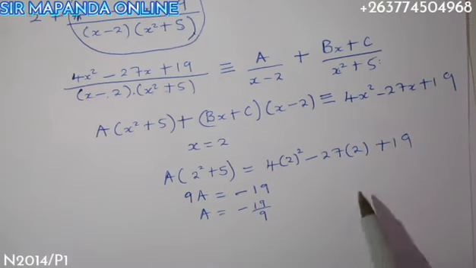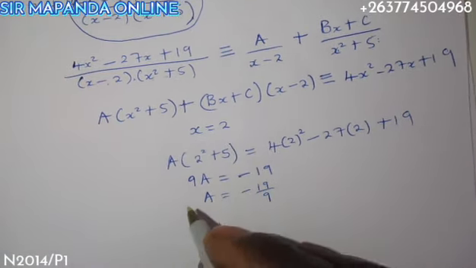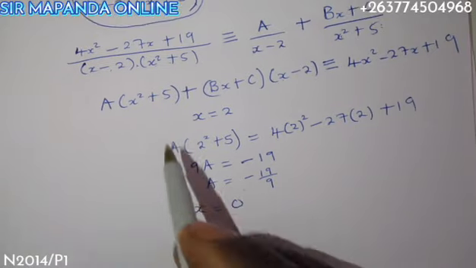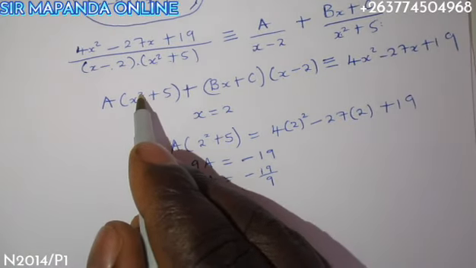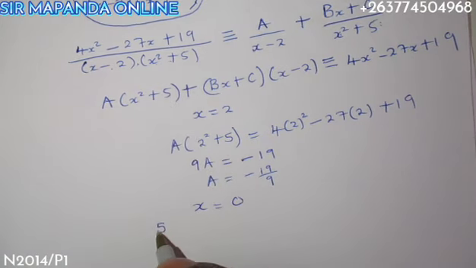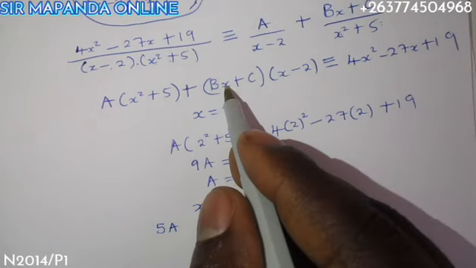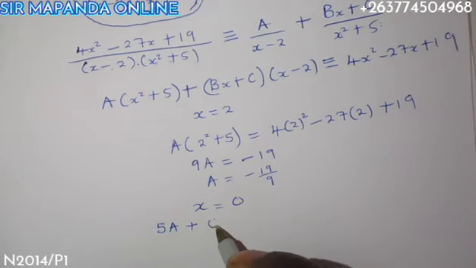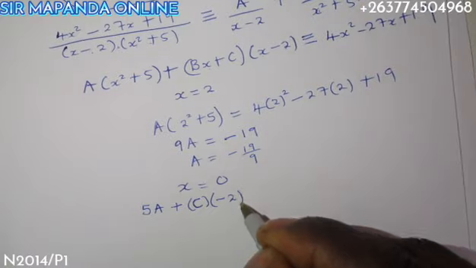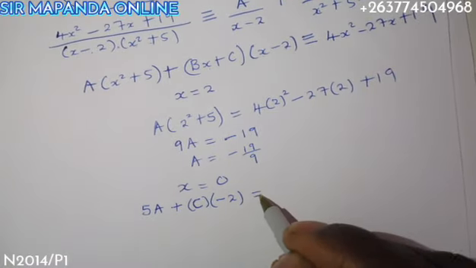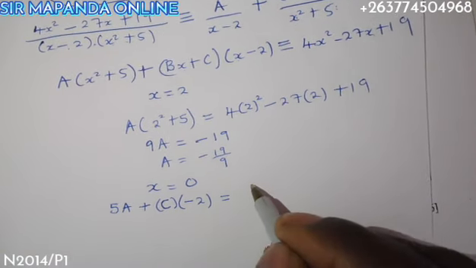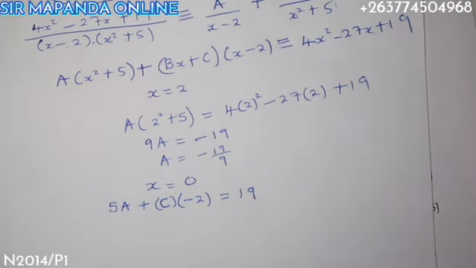Then after that, you want to find c. You can say let x be equal to 0. So if you put 0 on x squared, you are going to be left with 0 plus 5, which is 5a in that bracket. Then b disappears. You'll be left with c in the first bracket, and in the second bracket you'll be left with minus 2 if you put 0 on x. 4x squared and minus 27x become 0.